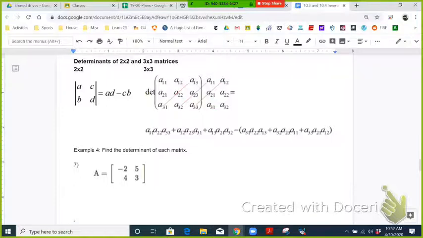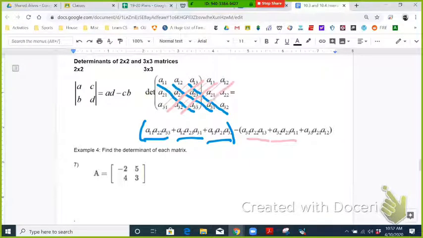Then you start from left to right, just like we read from left to right, and we multiply these three numbers together and put them there. Multiply these three numbers together, put them there. Multiply these three numbers together and put them there, and then we add all those up. Then you go the other way and you start from the upper right and go down to your left and multiply these numbers together, and multiply these three numbers together and these three numbers together, and then you add those up. Then you subtract those two numbers.